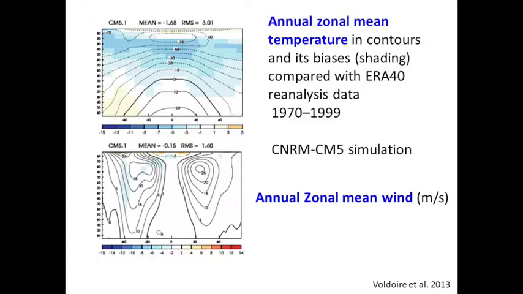The temperature, and this shading is the bias. So the negative bias is where the temperature is less than the observed. And then the models are showing an underestimation of temperature at high levels, and a little bit of overestimation near the polar region here, Antarctica, that has some errors in this region here.